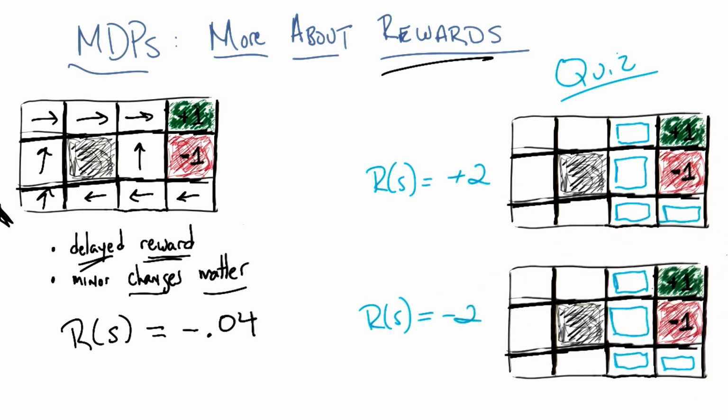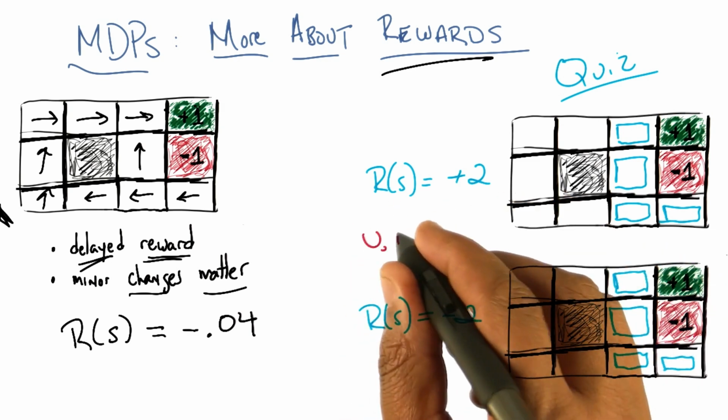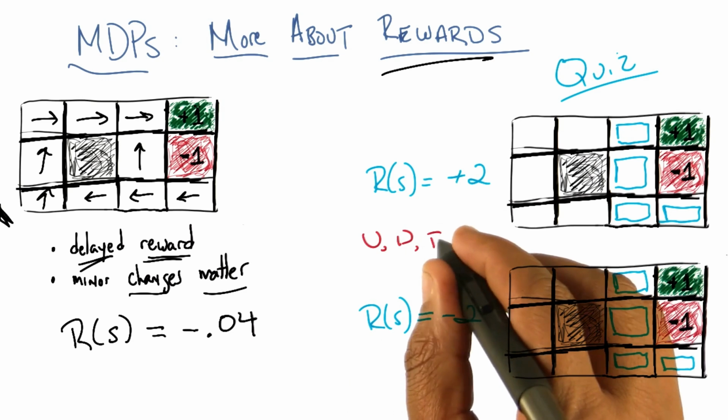Got it? Interesting. So what I'm going to want you to do is fill in for these boxes that I've indicated, these same 4 boxes in the top and the bottom, whether you should go up, down, left, or right. So enter into each one of them either U for up, D for down, R for right, L for left.